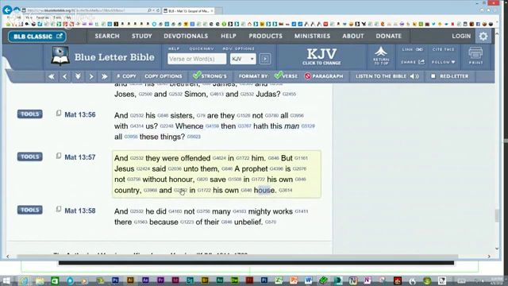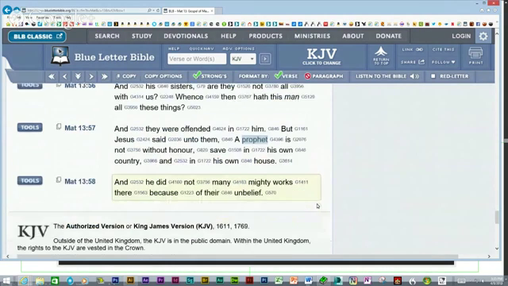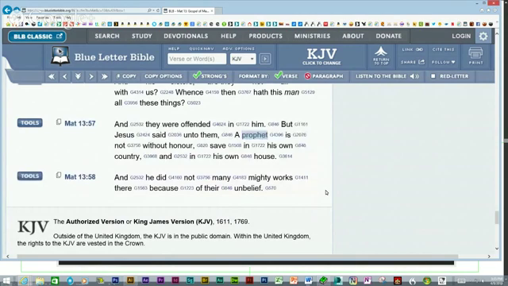Now remember, the house is the soul, country is a state of enlightenment or a state of being. And so a prophet means basically to bring forth understanding, but you cannot bring forth understanding in your old state of being. You are without honor in trying to bring forth new truths to your old self. When you're trying to revisit your old self, you cannot recognize the truth that has come from it. And he did not do many mighty works there because of their unbelief.